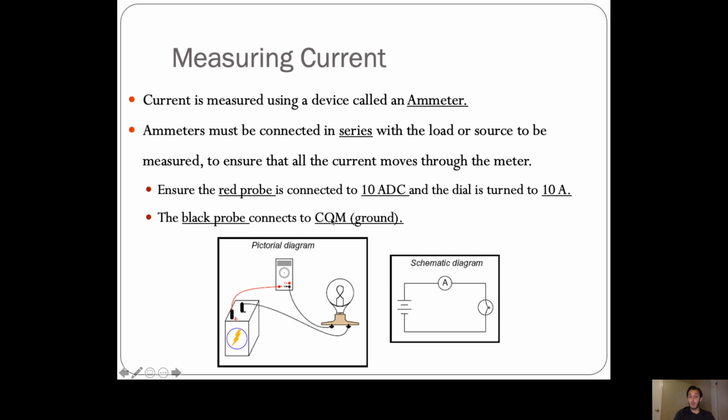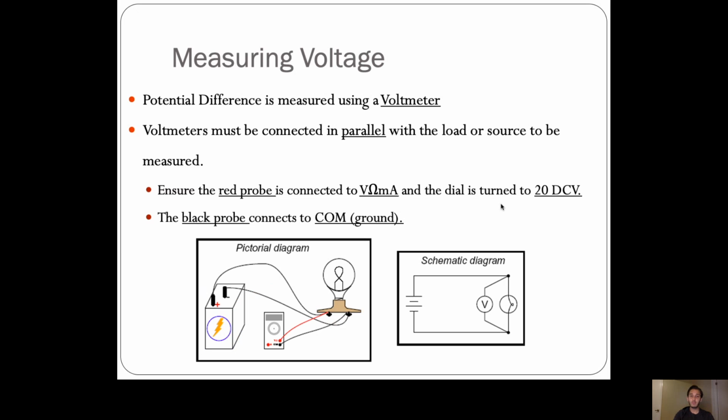So the black probe, the negative, is always connected to the ground section of the ammeter, and you would connect the red probe. What does this mean, 10 ADC? Okay, well, it doesn't matter. It's just a label for you as far as you're concerned, okay? And then you have to turn the dial to a particular sensitivity. That's what we would do in class. We're not going to do it now.